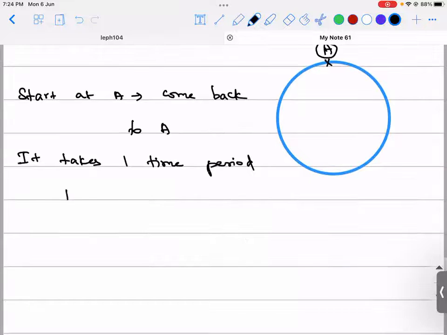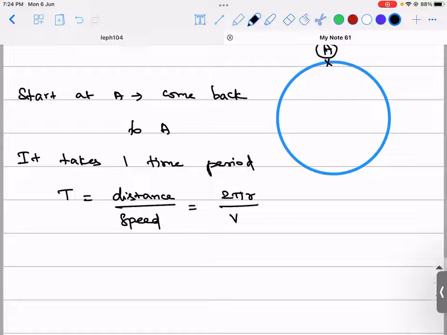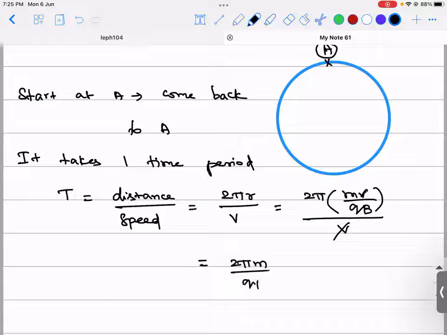So what is going to be the time taken? Time is equal to distance divided by speed. What is the distance it covers? It travels from A to A. It is 2 pi r, divided by the speed, which is v. So this will be equal to 2 pi into r, which is mv divided by qb, divided by v. V and v will get cancelled. This will be equal to 2 pi m divided by qb. So this is the value of the time period. So T is equal to 2 pi m divided by q into B.